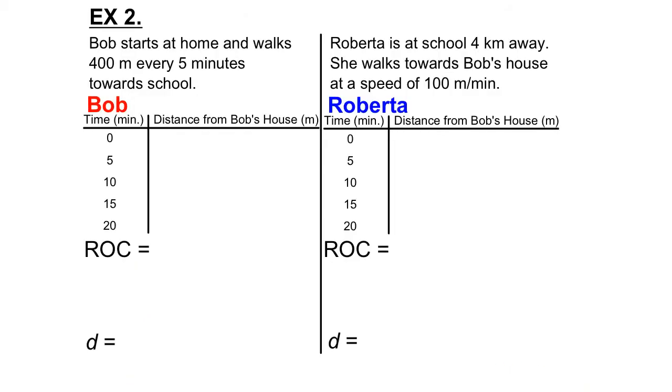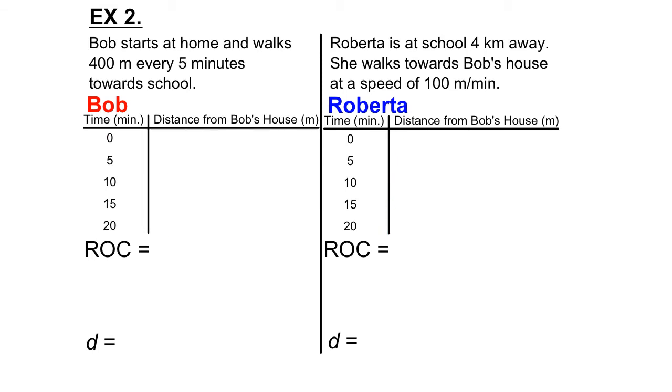In this next example, we're going to compare Bob with Roberta. So Bob starts at home and walks 400 meters every 5 minutes towards school. Roberta is at school 4 kilometers away. She walks towards Bob's house at a speed of 100 meters per minute. So for each of these people, I want to make a table of values. Time is my independent variable. Distance from Bob's house is my dependent variable. And I'm going to figure out what the distance is every 5 minutes.